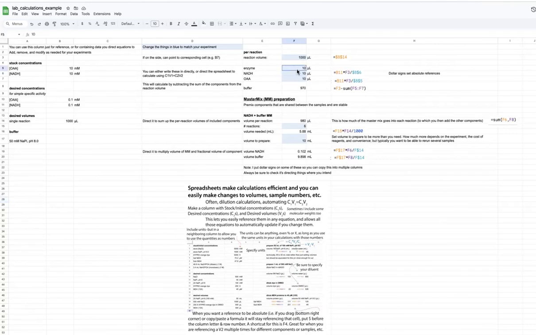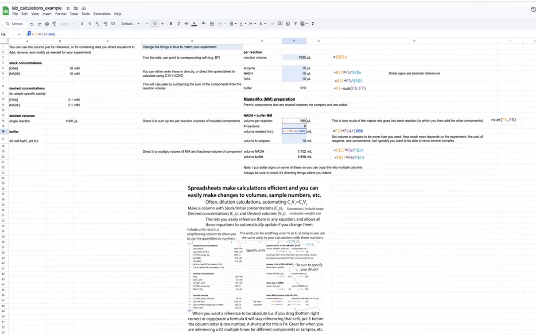There's also master mixes, and here it's set to do things per reaction, like how much you need per reaction. You can either set these individually, putting the values in, or you can have it calculate based on the C1V1 equals C2V2 calculations. You can make a master mix, so say some of those components are the same in all your reactions, and so you can pre-mix them together. If I want to premix my NADH and my buffer, this is going to tell me how much I will need per reaction of the master mix. It sums up those two components per reaction. I then tell it how many reactions I want, and it'll calculate the volume that I'll need.